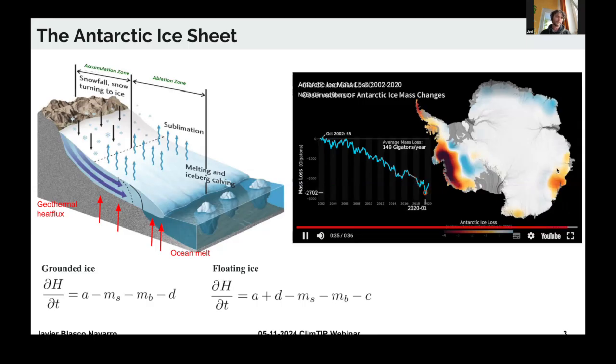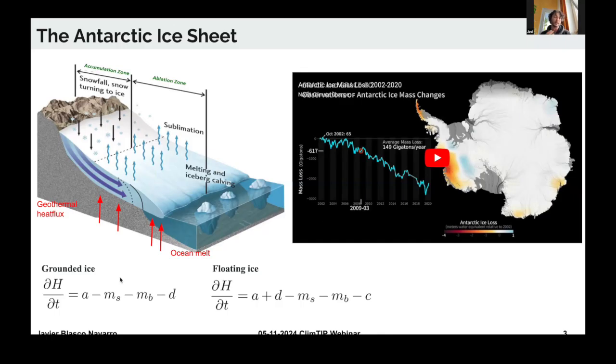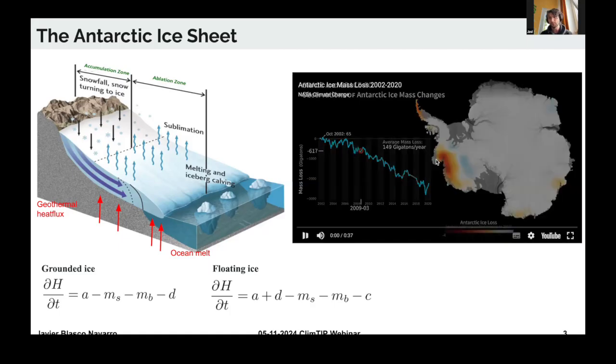Totten Basin. Now, all this mass that I'm showing here is grounded ice mass loss. If we try to understand the origin of this mass loss, we have three components: either surface melt, basal melt, or ice discharge. Now, in the case of the Antarctic Peninsula, we know that this melt is produced mainly due to surface melt. However, I will put the video again.